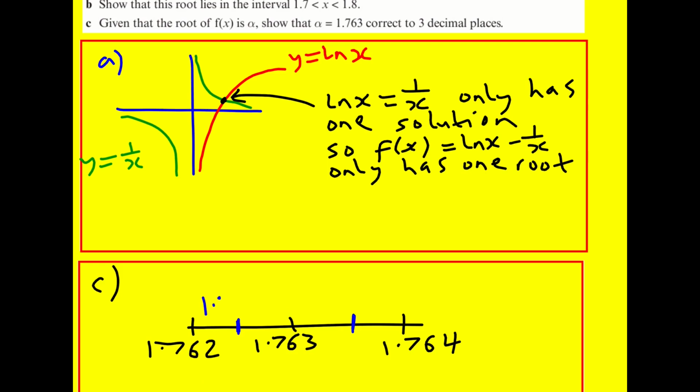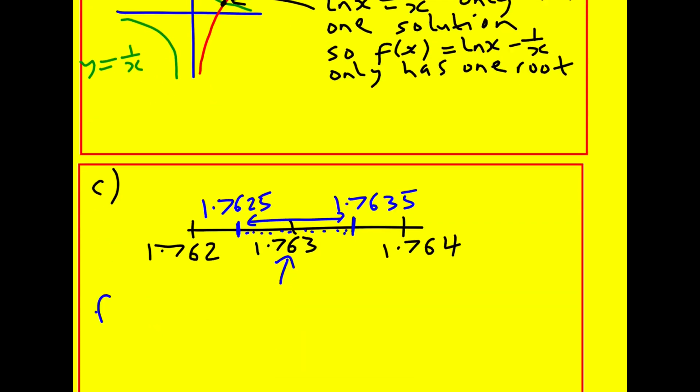Look at 1.7625 and 1.7635. And if I can show there's a sign change between these two, then I know the root lies in this range here, and therefore, if I was rounding it to three decimal places, it's going to be closest to this one because it's somewhere along here. Okay, that's the trick to this kind of question. Quite commonly asked, actually. So, it's going to be very similar sort of thing, but I'm going to find f of 1.7625.